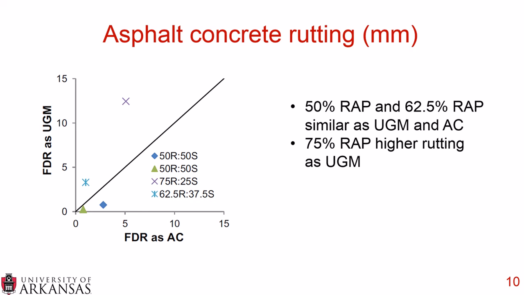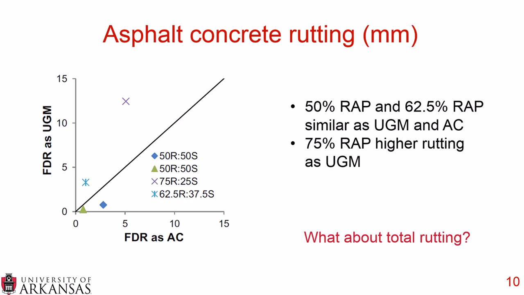And I can't stress this enough. Remember, this is the same material that we're testing. We're just using different tests to characterize it. And then we're using those tests to call FDR either an unbound granular material or asphalt concrete. But in fact, these are the exact same materials. We're just calling them something different in PavementME, and we're using different tests in order to characterize the material as an input into PavementME. So this is just the asphalt concrete rutting.